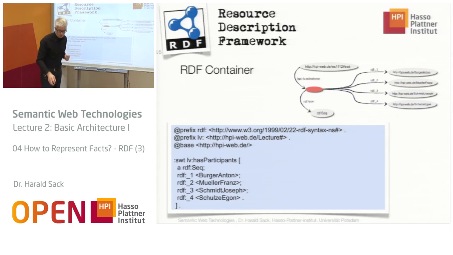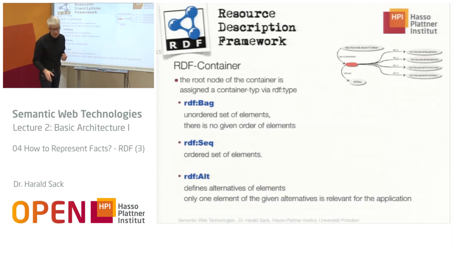Okay, but we forgot to mention one thing, that there are different kinds of containers. So up to now, we have learned about the sequential container, which means there we have an ordered set of elements. So the order is of some importance.